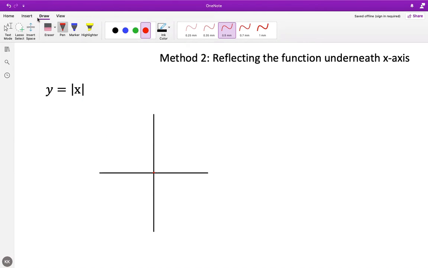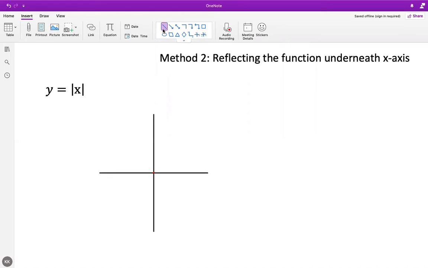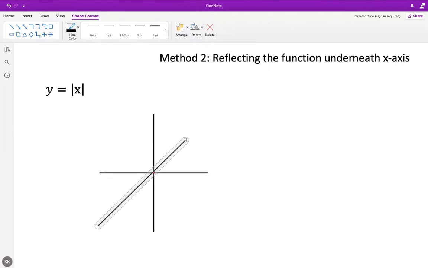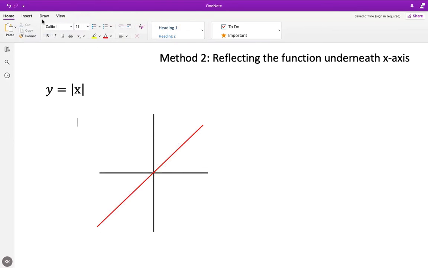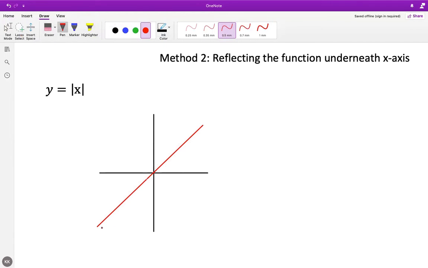So let's see. For this one, I will first graph y equals x. The graph I'm looking for, y equals x, is my straight line here. What I need to do is reflect this portion of the function in the x-axis, and the function will eventually look something like this.